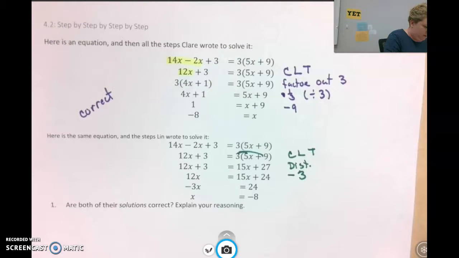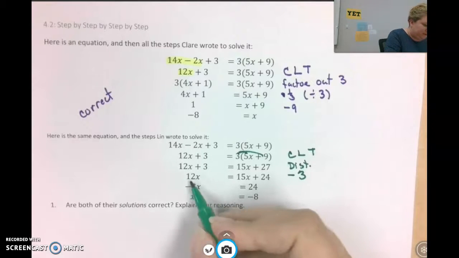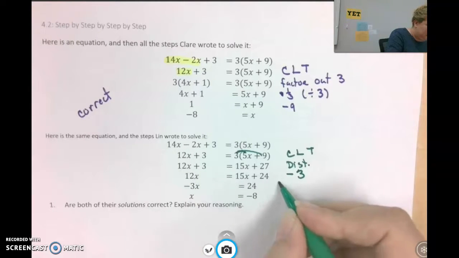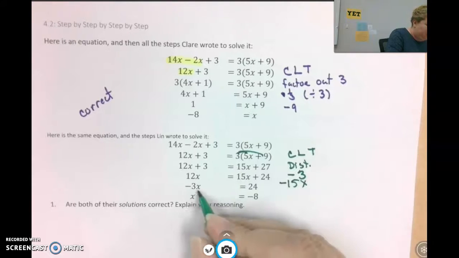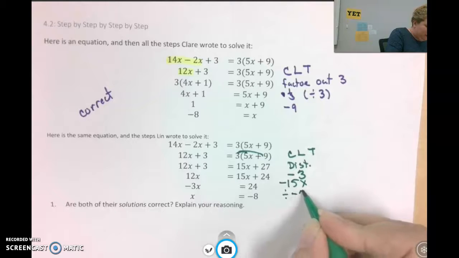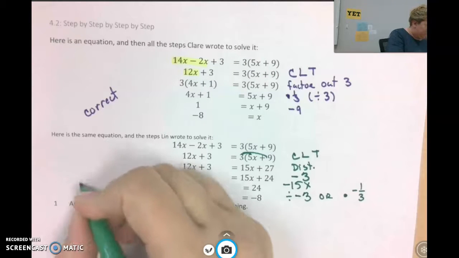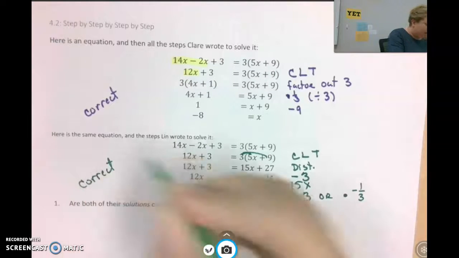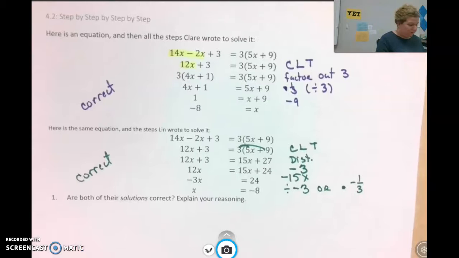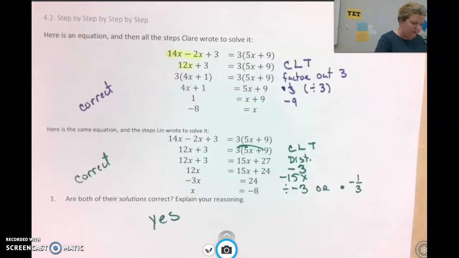All right. Then what did we do? Subtracted 15x. Left me with 24. Subtracted 15x. Left me with negative 3x. Divide by negative 3, or multiply by negative 1/3. Okay, so this is also correct. So, these are both correct. Are they both correct? Yes. And describe some ways they look alike or different.